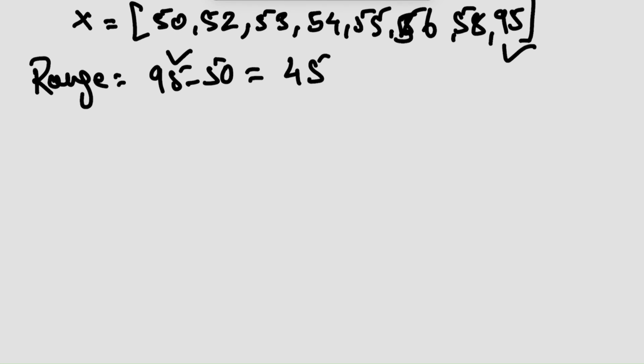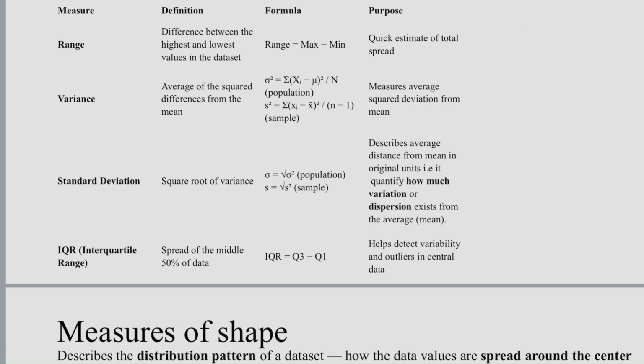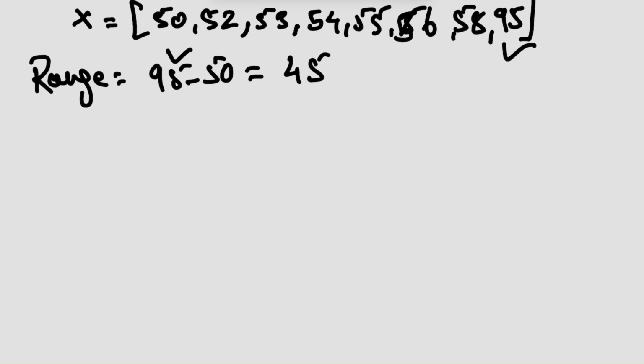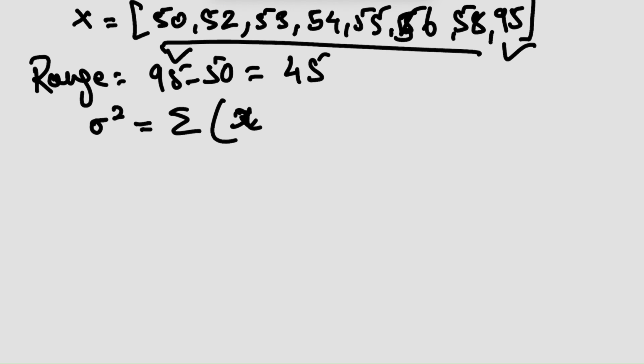We have the formula, right? This one, square root of variance. So first you will have to calculate variance and then standard deviation. So let's calculate variance first. That is, for the population it is denoted by this, and is equal to summation of all the data points, in this case all these data points, xi minus mean square upon n.